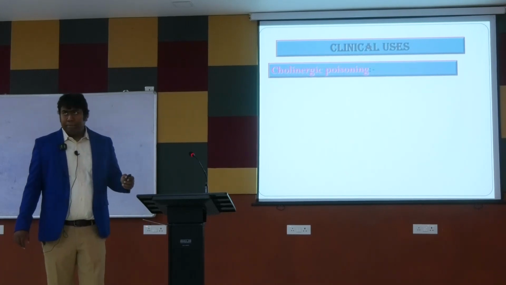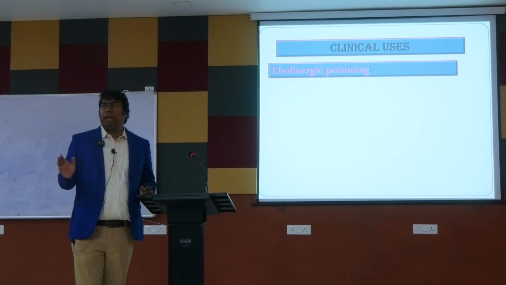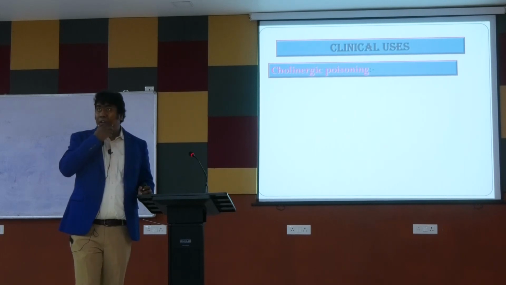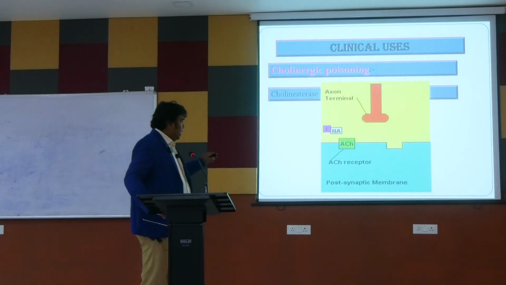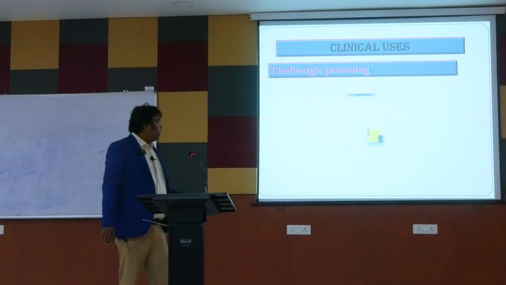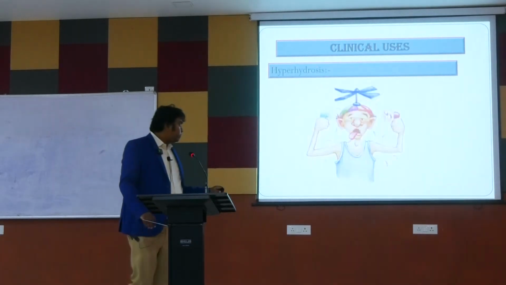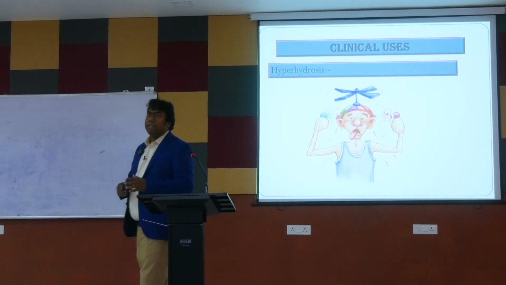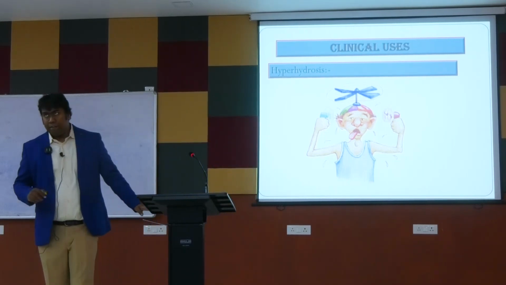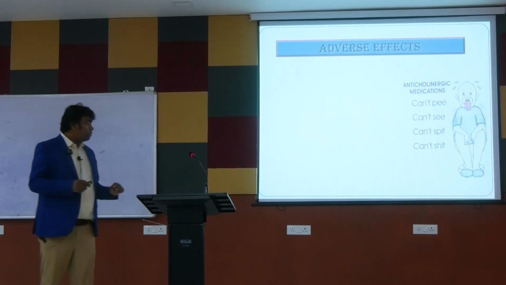Cholinergic poisoning, that means organophosphorus. Here atropine is given. In mushroom poisoning, atropine is given. Hyperhidrosis means increased sweating. We can give some atropine substitute.